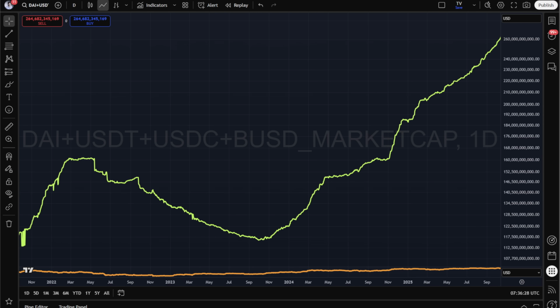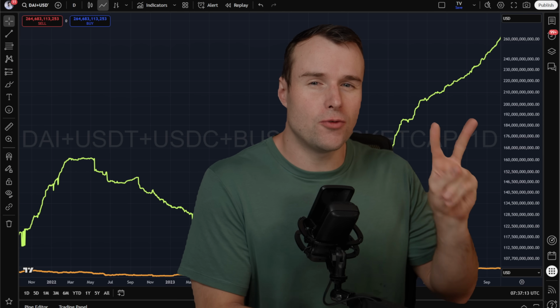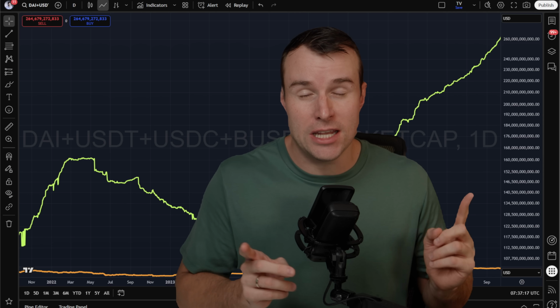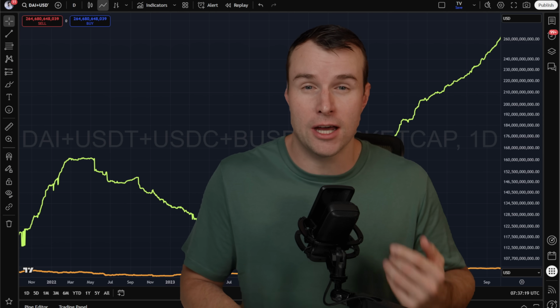This chart starts at the end of 2021. Sometimes we see inflows into the market, sometimes we see outflows. Since October of 2023, the market is expanding. Now this chart is useful for two reasons. First of all, it's not just another random indicator. It actually shows us what's going on under the hood.